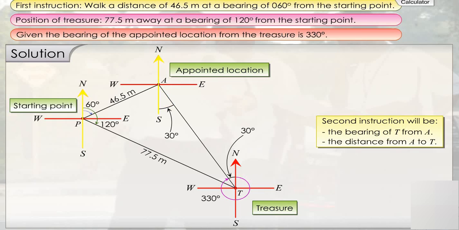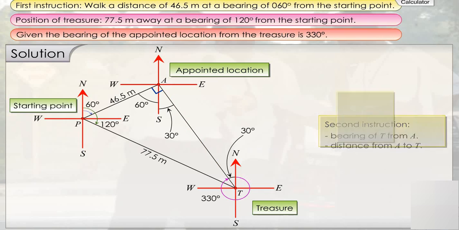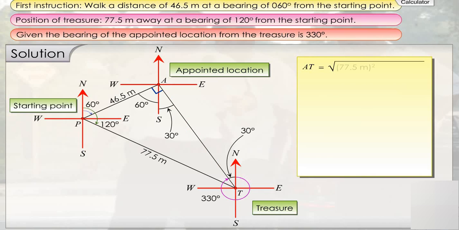These two arrows are also parallel. So these two angles are equal. Thus, the angle here is 60 degrees. 60 plus 30 is equal to 90 degrees. Hence, triangle PAT is actually a right-angled triangle. By using the Pythagoras' theorem, we can find the distance between A and T. AT is equal to the square root of 77.5 meters squared minus 46.5 meters squared, which is equal to 62 meters.